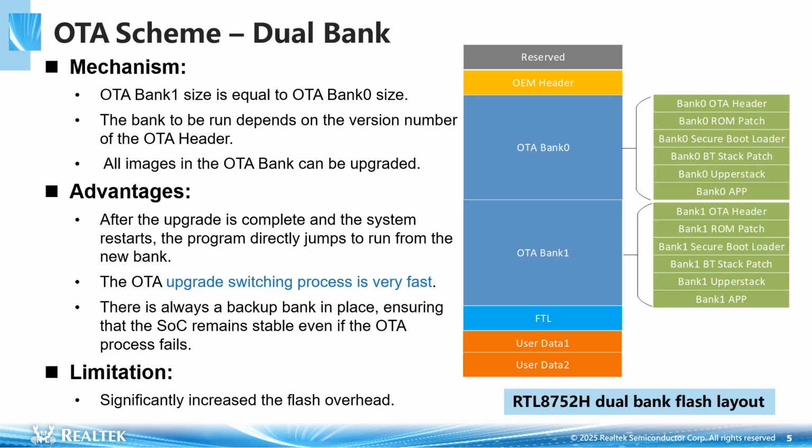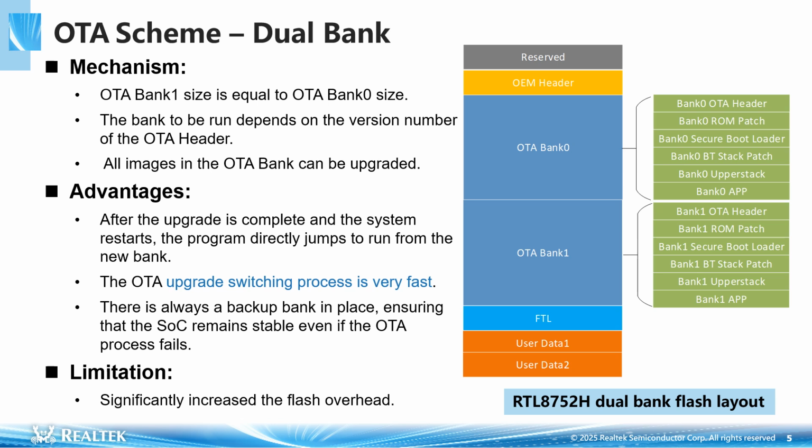First, let's introduce the dual bank scheme, with the flash layout shown in the figure. The feature of this scheme is that the size of OTA Bank 1 is identical to that of OTA Bank 0. The system decides which bank to run based on the version number of the OTA header image in the OTA bank. All images in the OTA bank are upgradable, including the OTA header, ROM patch, Secure Boot Loader, BT Stack Patch, Upper Stack, and App.